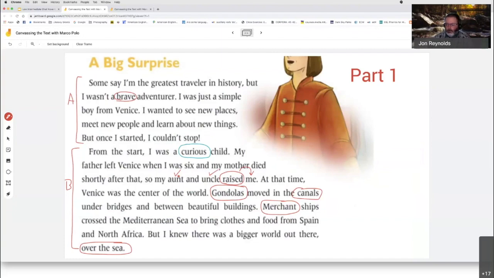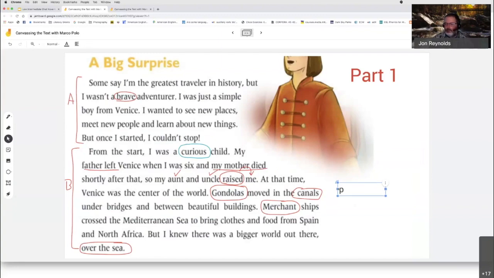Now, let's continue. Let's go back to the beginning of the sentence. My father and mother died. Okay, so I see, for example, my father and mother died. Dead. My father and mother, I think we have another word for that. My father and mother, it starts with the letter P.